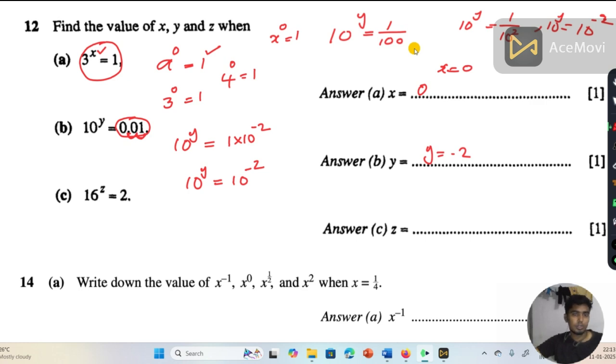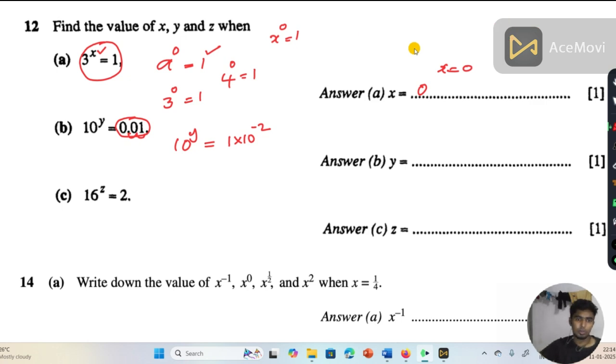Then next: 16 raised to z equal to 2. And how to write this one? They are asking what is the value of z. 16 raised to z equals 2. How to write this? This 2 we can write as 2 raised to 1.